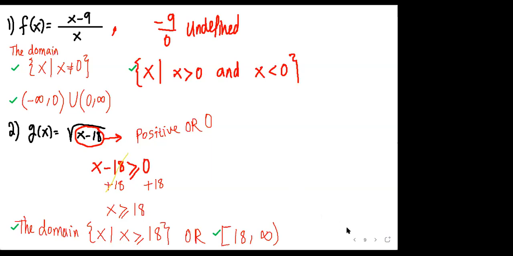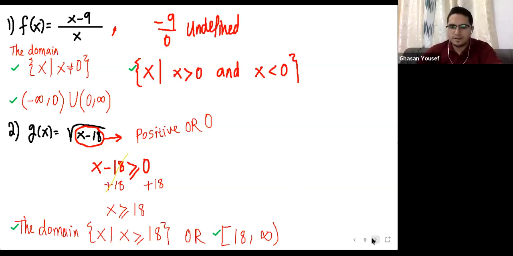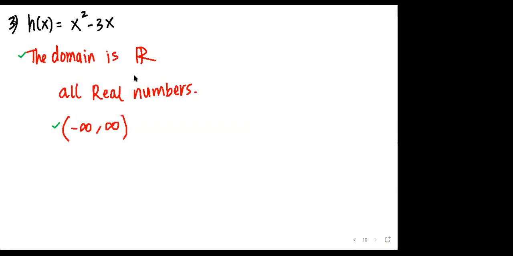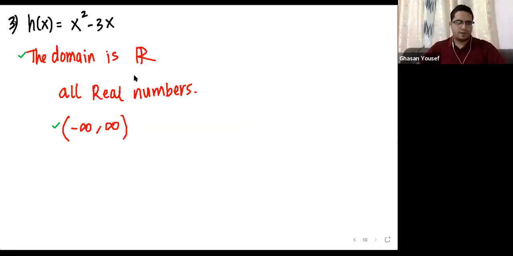X greater than 0 and x less than 0. Any question here? No. Makes sense? Everything's fine? Yes. Okay, so by this, we finished this section, 2.1. We talk about everything in this section.